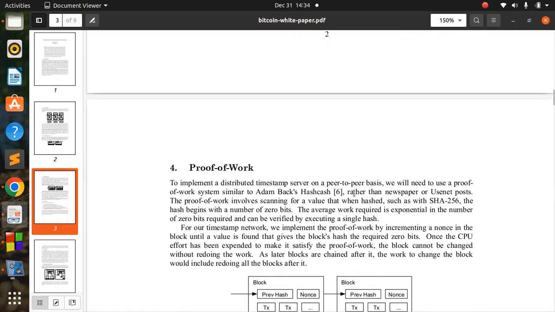Now, proof of work. To implement a distributed timestamp server on a peer-to-peer basis, we will need to use a proof of work system similar to Adam Back's Hashcash.